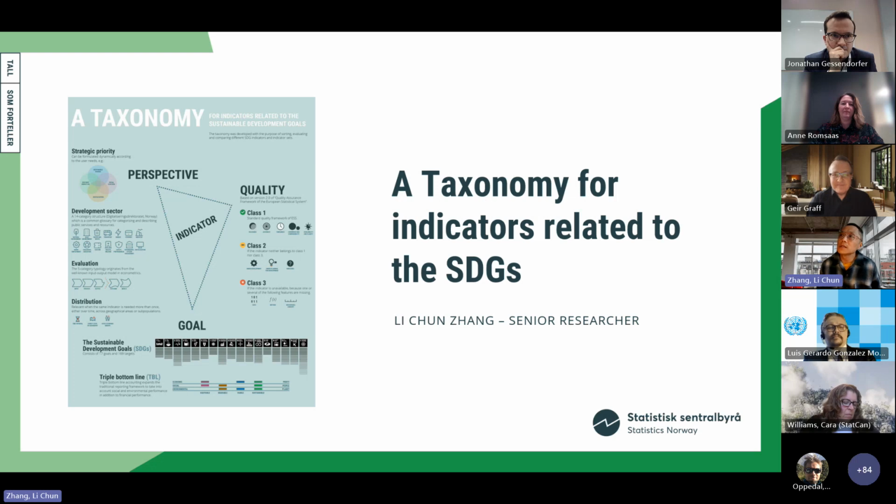So data, including the data owner, is the factual basis for the indicators. In addition, we give every indicator three dimensions. Goal is related to what it is about, so which SDG goals or targets it may be related to.